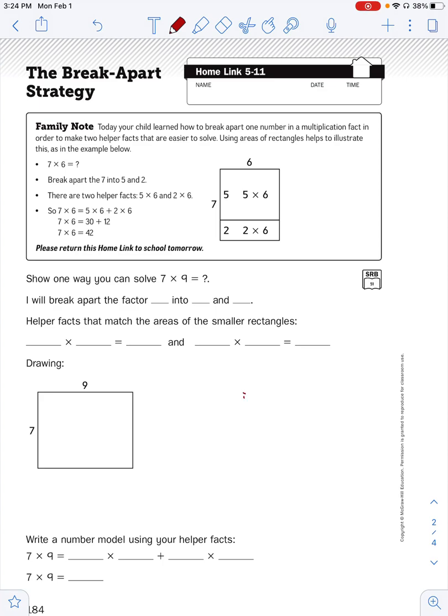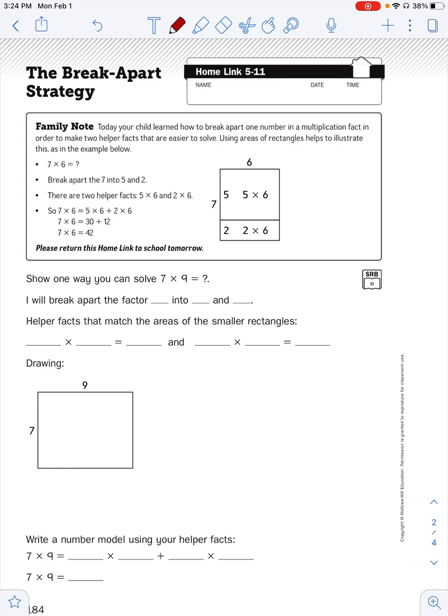you're breaking it apart. So on the doubling strategy, you would have had to have, let's say it was like 6 at the top and 3 on the side. The doubling strategy has to have the same number because you're splitting it in half. So it would have to be 3 and 3. With the break apart strategy, you do not need to use the same numbers. You're using numbers that you know how to multiply easily, that are helper facts for you.